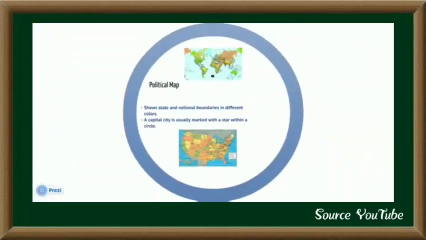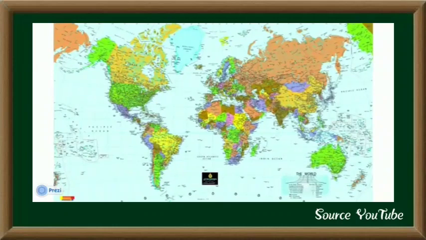All right, let's jump to our next type of map. And these are political maps. And what political maps do is they show different boundaries for different states or countries. Now, a capital city is usually indicated with a star within a circle in a political map. So let's take a peek at a couple of different examples.